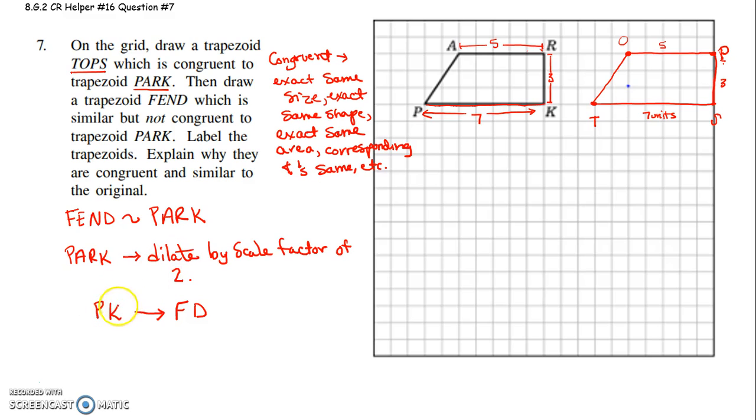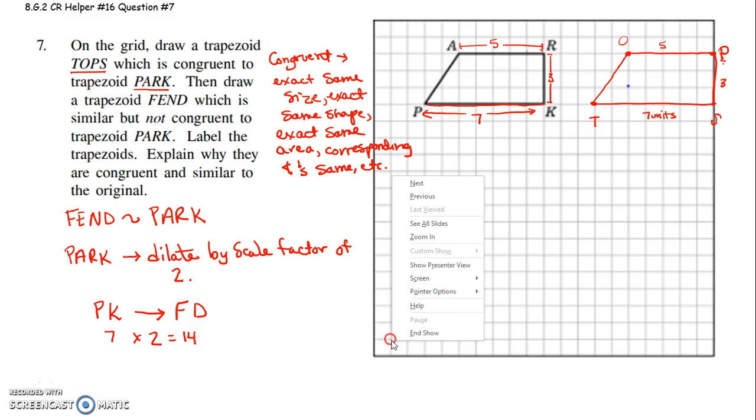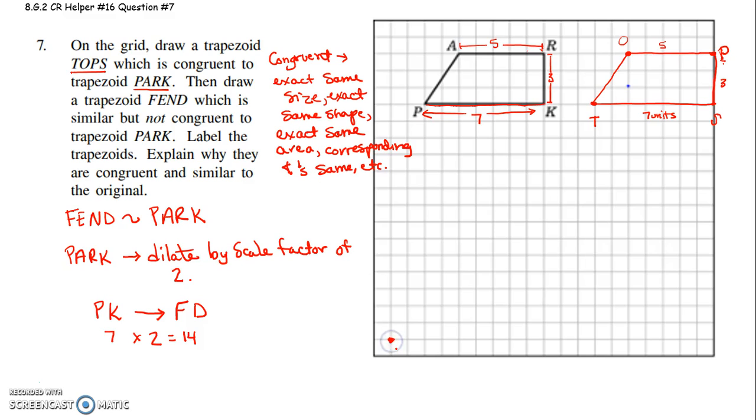If PK is 7 units long, I'm going to multiply that by 2, and I need to make FD 14 units long. So I'm going to draw it down here at the bottom so I'm sure I have enough room. I can choose to put it anywhere on the grid I want. F to D, 14 units: 1, 2, 3, 4, 5, 6, 7, 8, 9, 10, 11, 12, 13, 14, 15, and there's D.